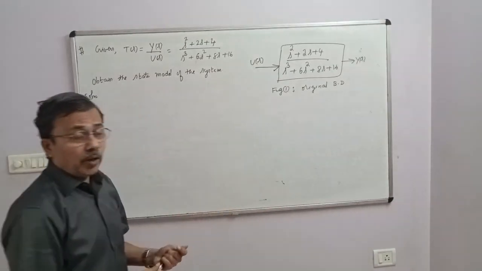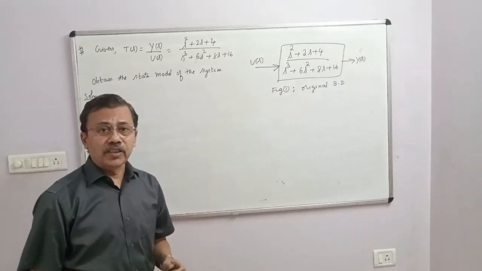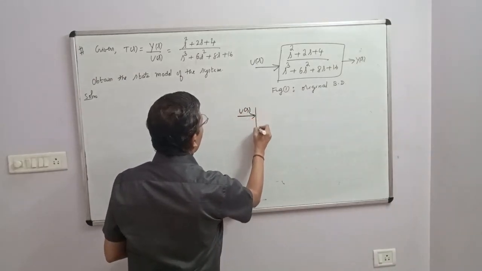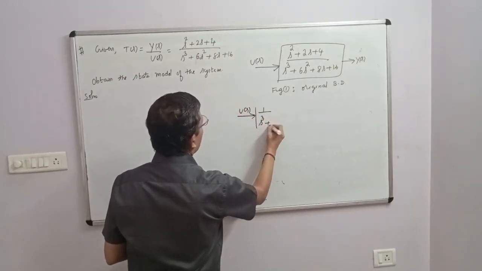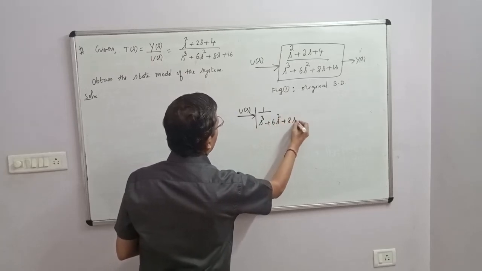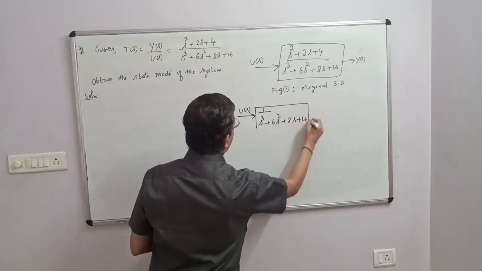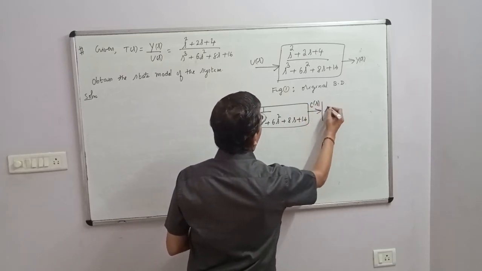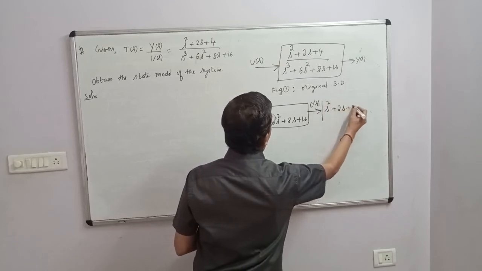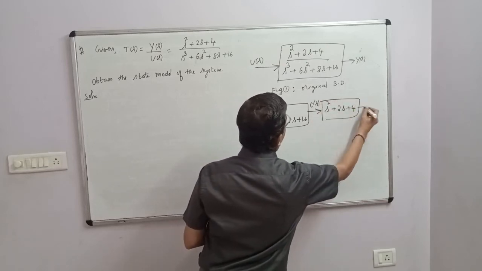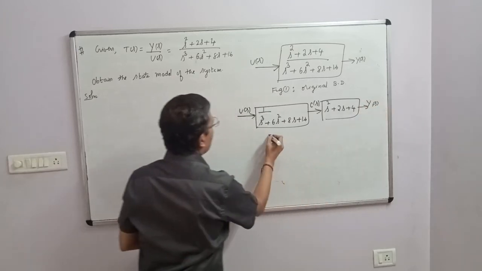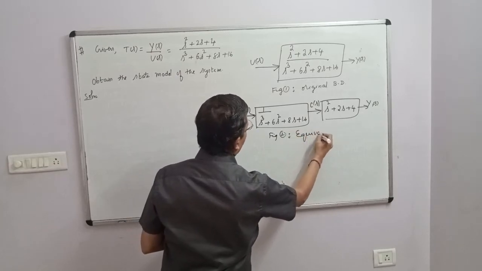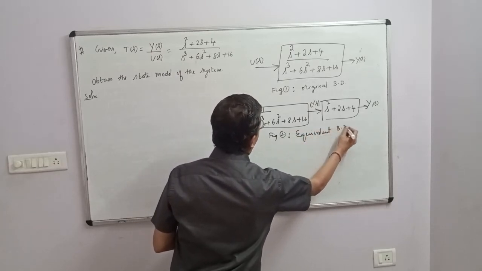Now I will write an equivalent block diagram where poles and zeros are considered separately. See here. This is u of s. Poles and zeros are considered separately. S cube plus 6s square plus 8s plus 16. Output of this block is C of s. Next block contains only zeros, s square plus 2s plus 4. Output is y of s. This is figure 2. Figure 2 is the equivalent block diagram.